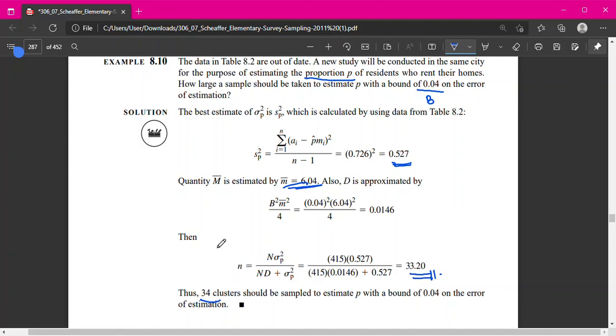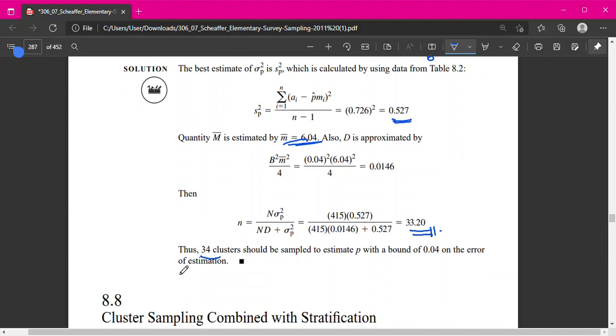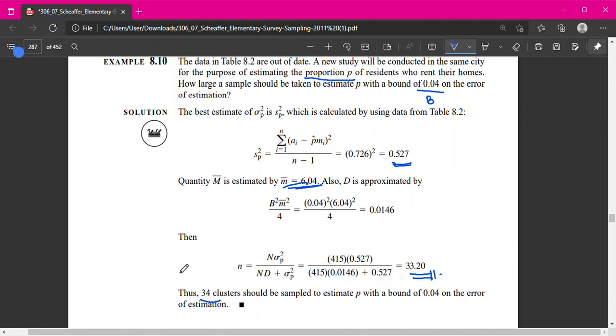Why? Because the bigger sample size is better. It will decrease the error. Alright, so basically that is all for the proportion.